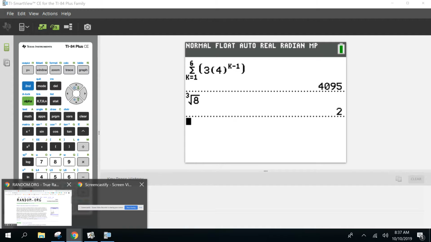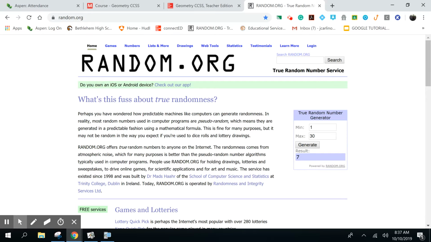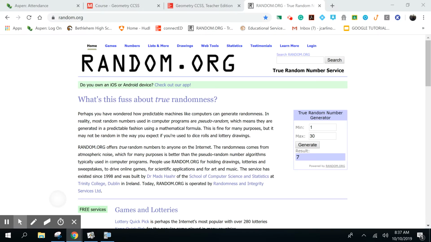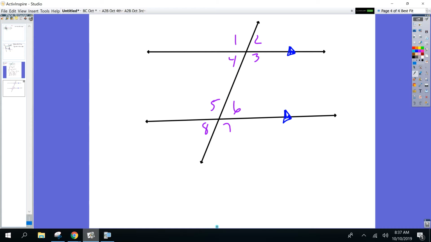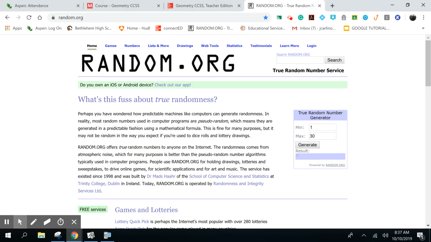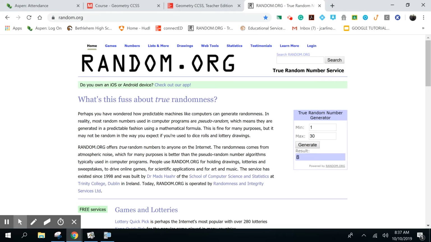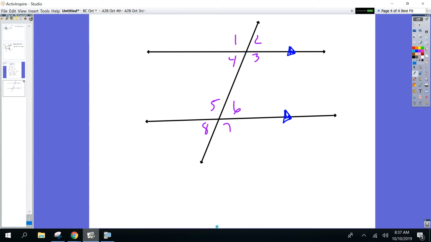2 and 6. Here we go. Corresponding. Yes, indeed, they're corresponding. So what do I know about them? They're congruent. Perfect. Let's go 5 and 3 now. Angles 5 and 3. Alternate interior. Perfect. What do I know about them? We're going quick. Alternate interior. Congruent. All good so far.